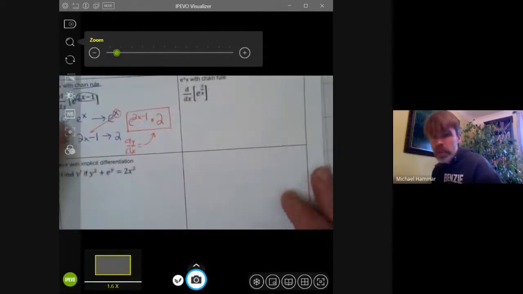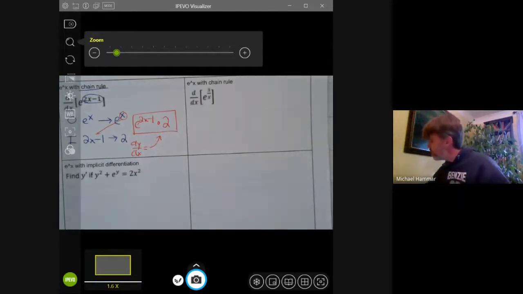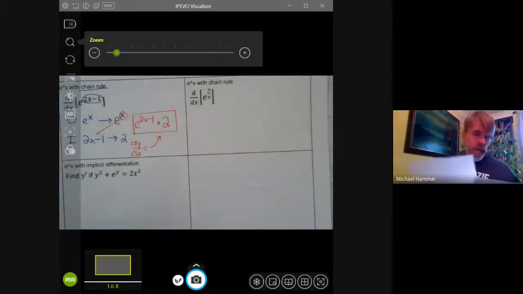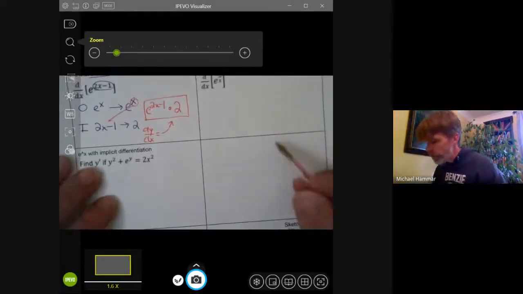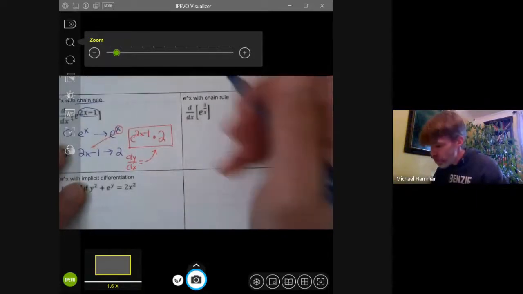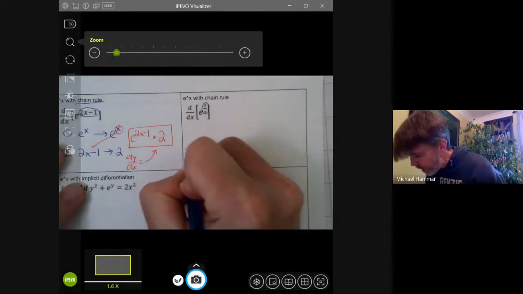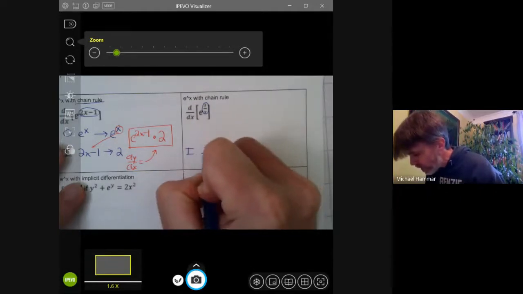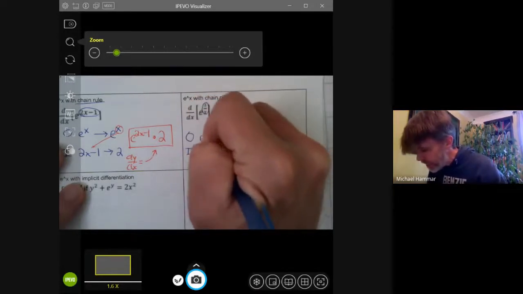So now, let's take a look at this next one. E to the 3 over x. Okay? So we have e to the 3 over x. So let's think about how we're going to do this. This, again, is the chain rule. So you need to look. This exponent is your inside function. So my inside is 3 over x. Okay? My outside, again, is e to the x.